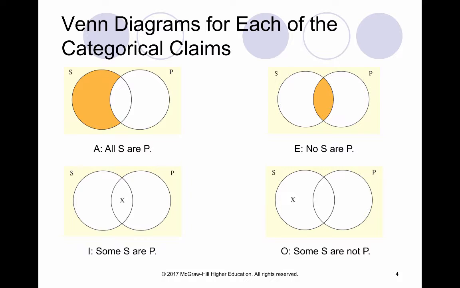The O claim, some S are not P, is illustrated by an X in the main part of the circle for the S category. What this is saying is that at least one member of category S is not a member of category P. So some criminals are not violent people. Where S is criminals and P is violent people, the X would be in the non-overlapping part of the circle for the S category to show that an indeterminate number of criminals don't also fit into the category of violent people. So we'll be doing some of these Venn diagram exercises in class, so you'll get a little more practice on this.